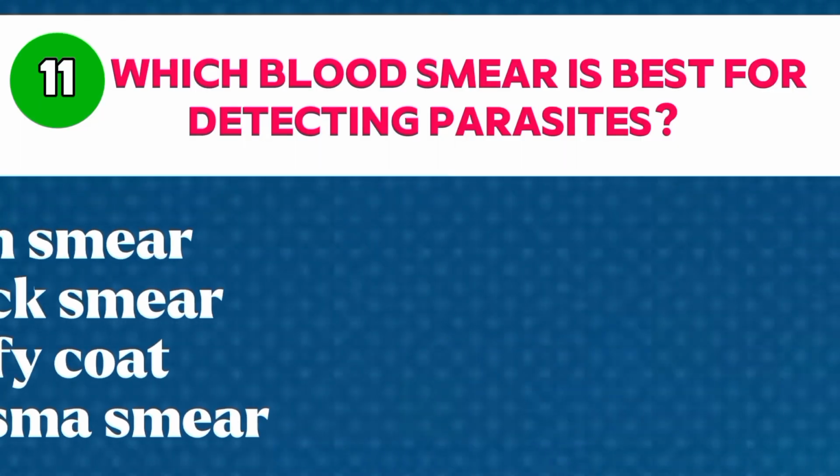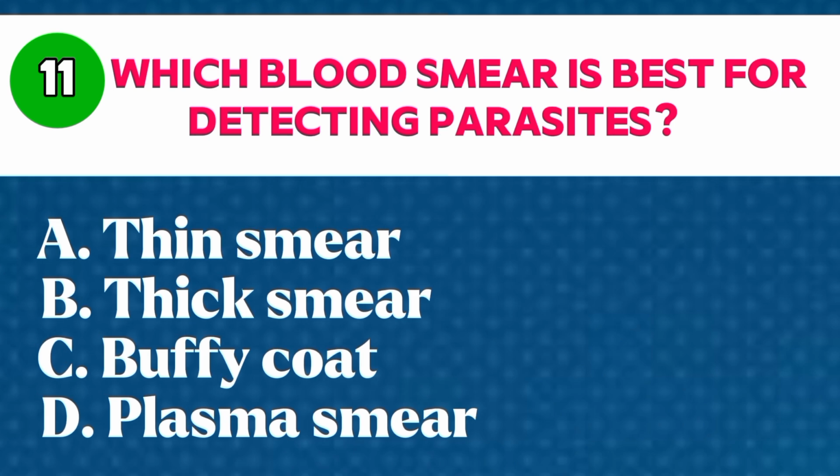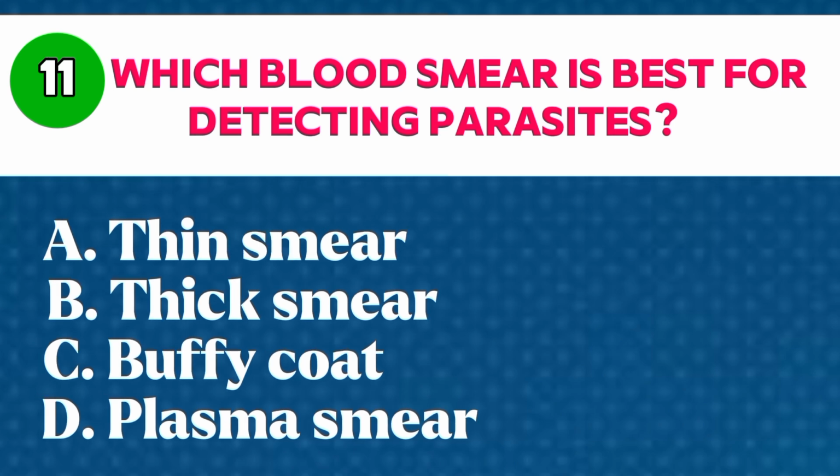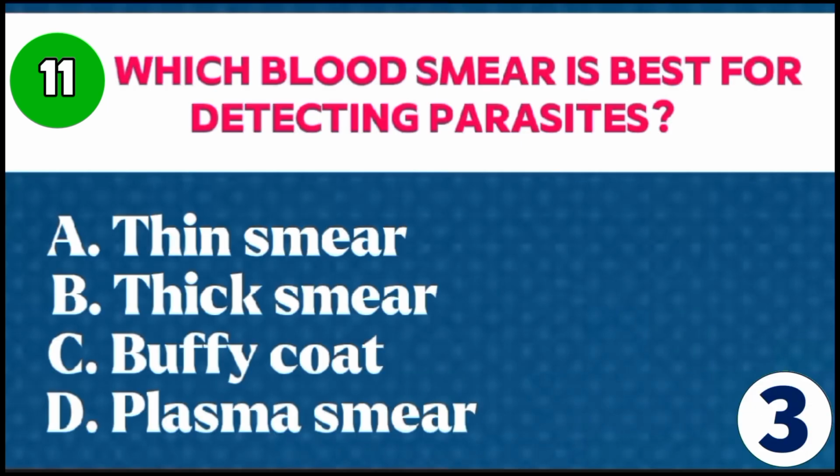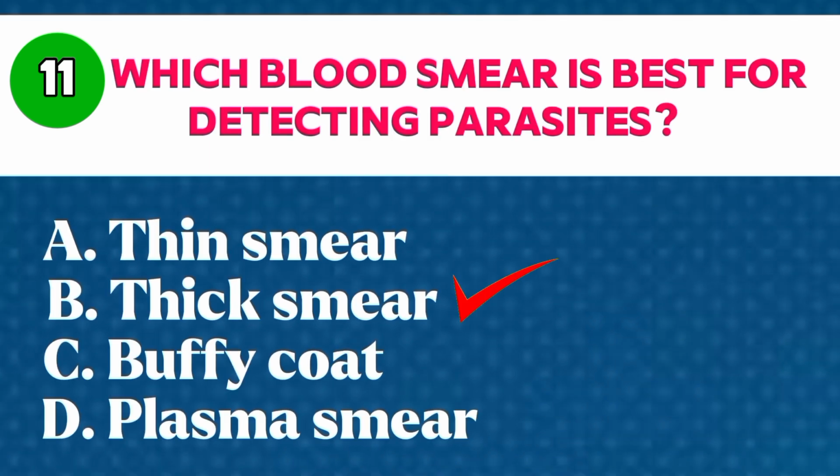11. Which blood smear is best for detecting parasites? A. Thin smear. B. Thick smear. C. Buffy coat. D. Plasma smear. The answer is B. Thick smear.